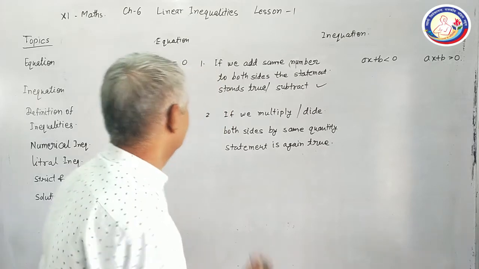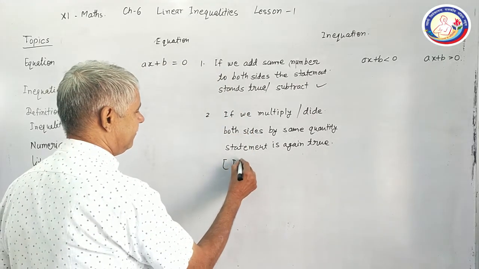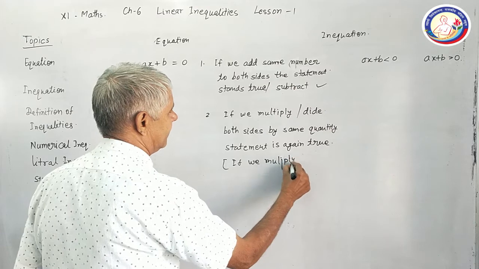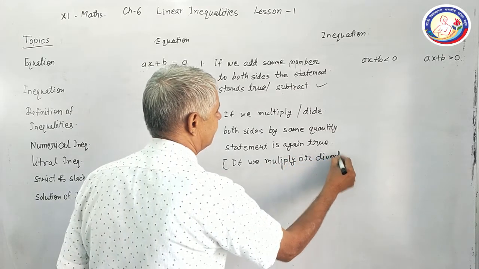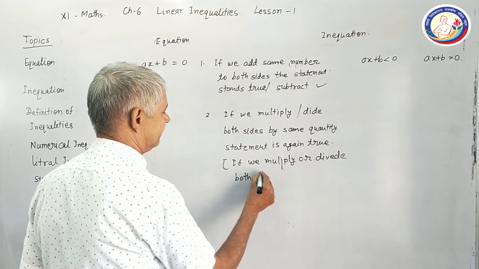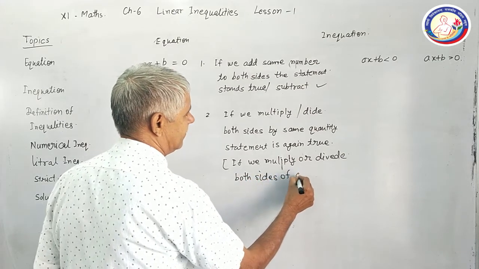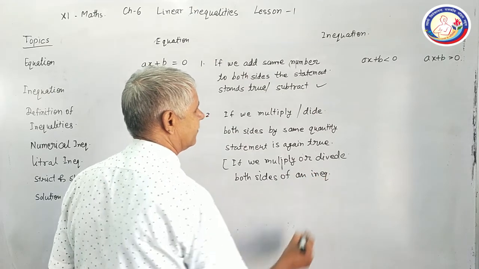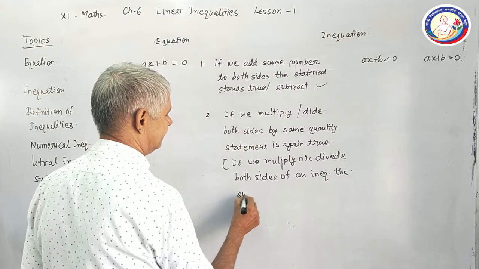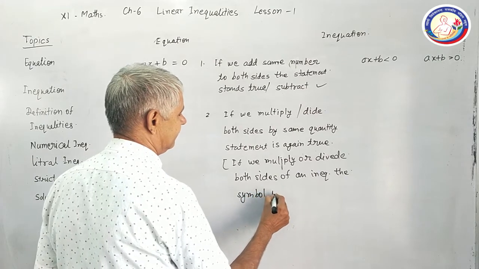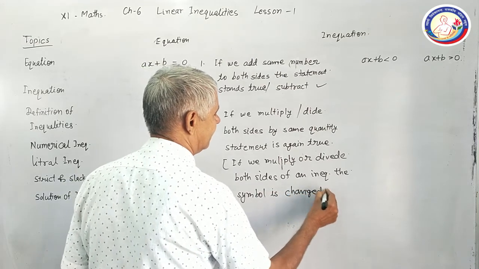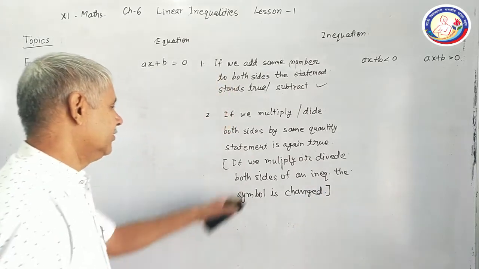So in addition, if we multiply or divide both sides of an inequality by a negative number, the symbol is changed. So this is in addition.